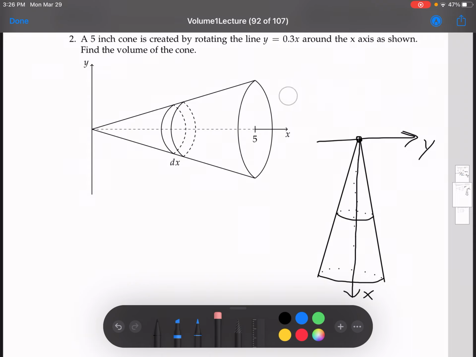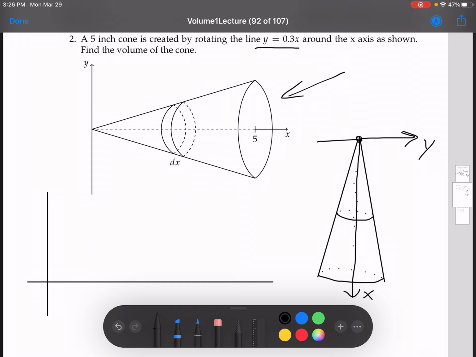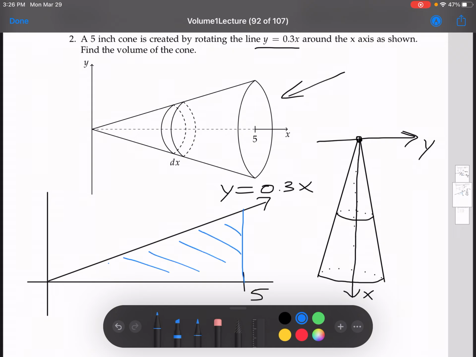Now let's think conceptually really quickly about how we get this volume. How we get this cone, how we get this three-dimensional object from a two-dimensional area. So let's start with the two-dimensional area. I'll draw it here. I'm going to draw basically the line y equals 0.3x. So there's my line y equals 0.3x, and going out to x equals 5, the area under y equals 0.3x, that would be all of this blue area here.